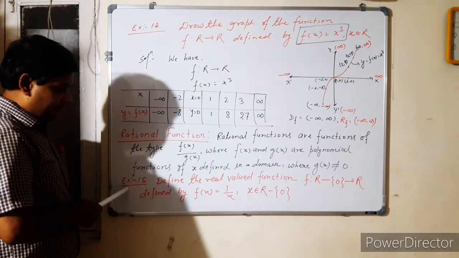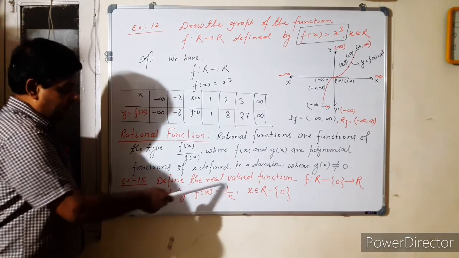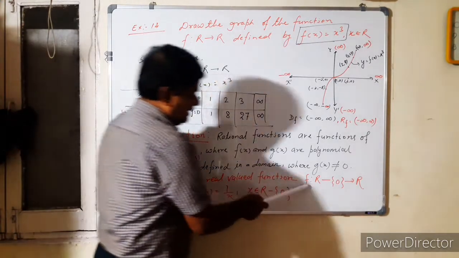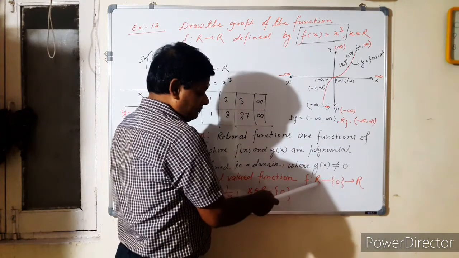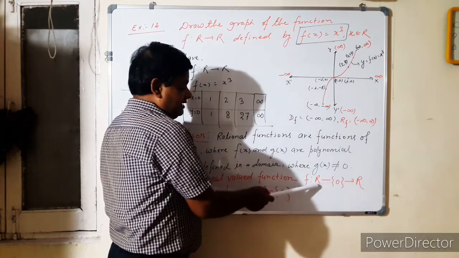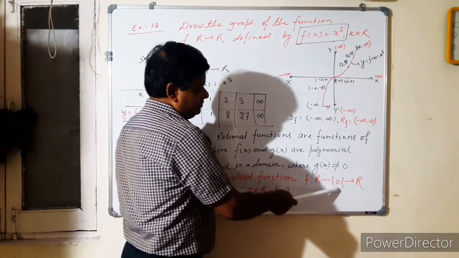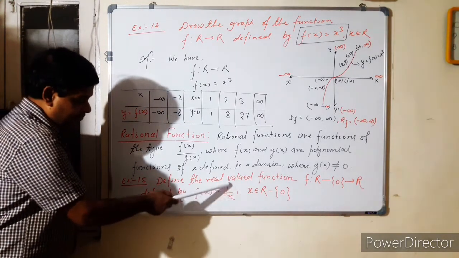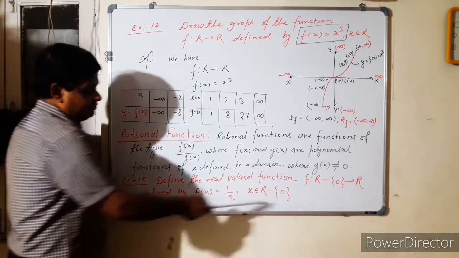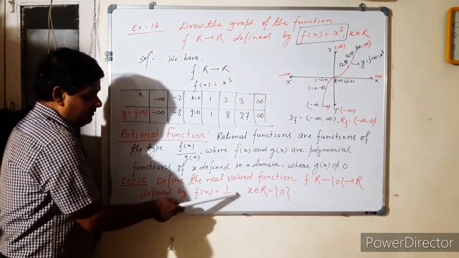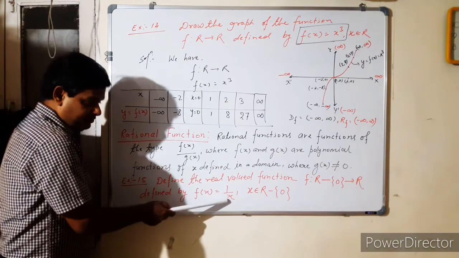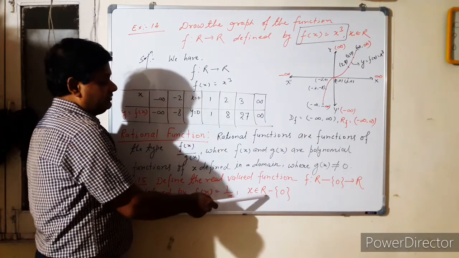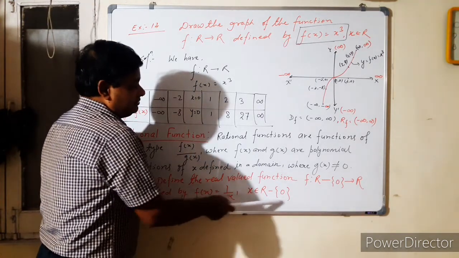Now here is example number 15. Define the real valued function f from R minus {0}, that is, real numbers except 0, to R, because here f(x) is defined by f(x) equal to 1 by x. So except 0. It is written except 0 because if x equals 0, 1 by 0 is not defined. That's why it is written x belongs to R, where R is the set of real numbers except 0.